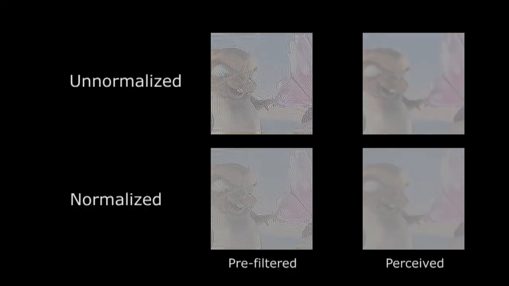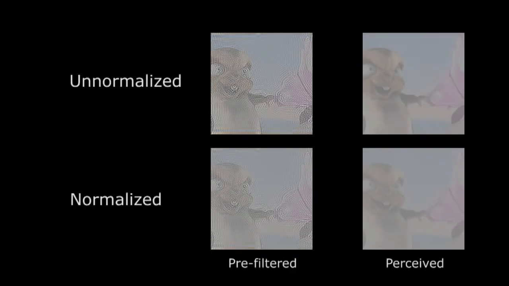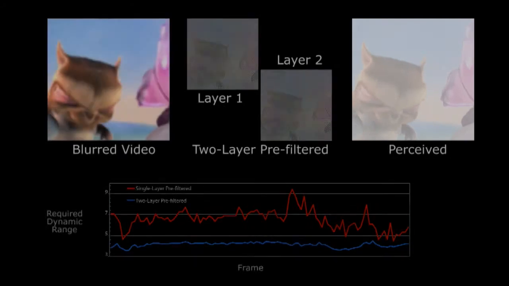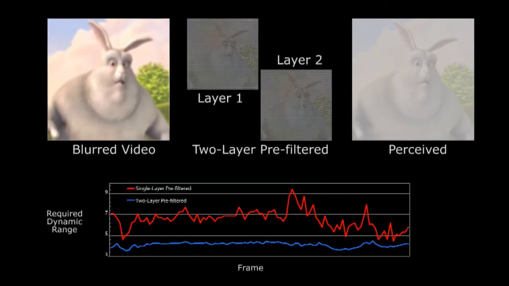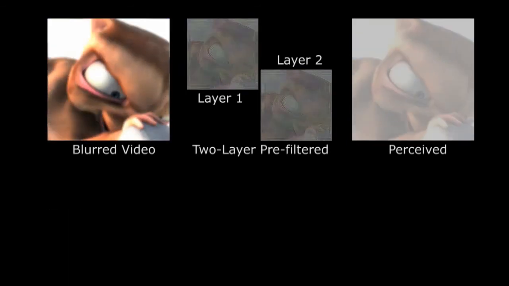As described in the paper, we introduce a simple temporal normalization procedure to eliminate flickering. This method also applies to 2-layer displays. As plotted in blue, the required dynamic range varies significantly less with our 2-layer method. This allows contrast to be further enhanced beyond that achievable with single-layer methods.